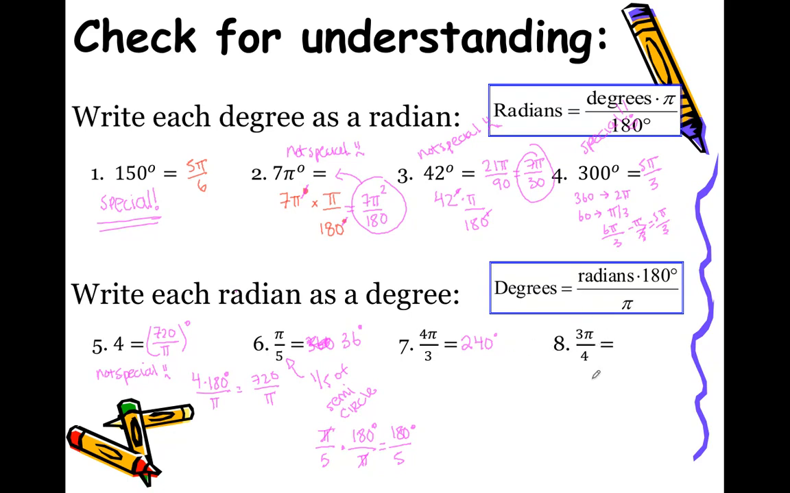Also special. This is 3/4. Think about this. Like this right here, I'm saying you're going from here to like right here. Well, how many degrees is that? 3/4. Right? So it's 45 degrees less than 180. That is 135 degrees.